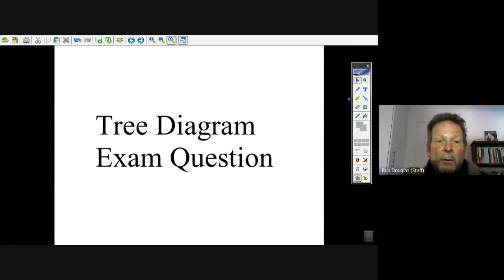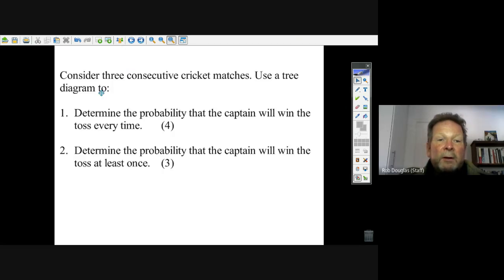Okay, this is a tree diagram exam question. It's not a real hard one, but the ideas will help you with any tree diagram question that you might get. But it's a real exam question. It was given in the exam, grade 11 exam. So let's try it. Here's the question.